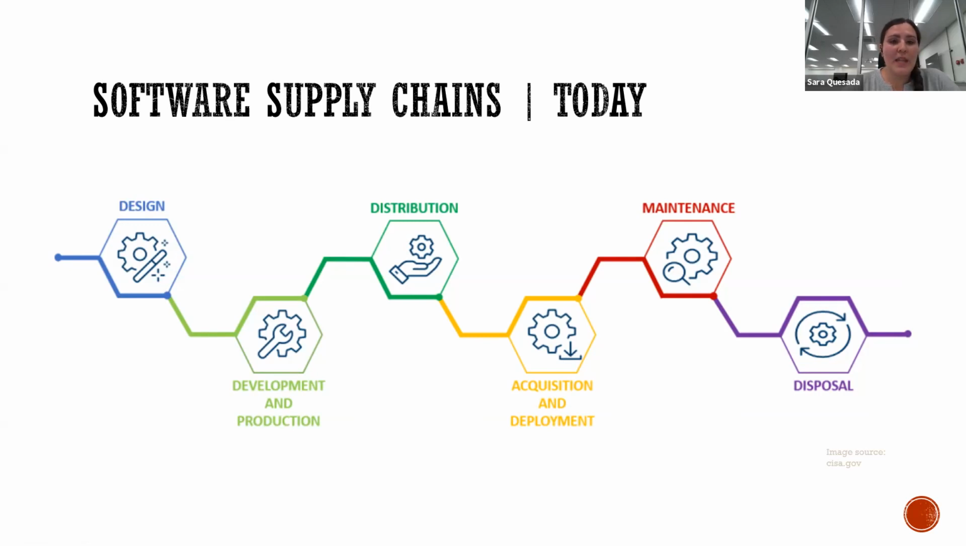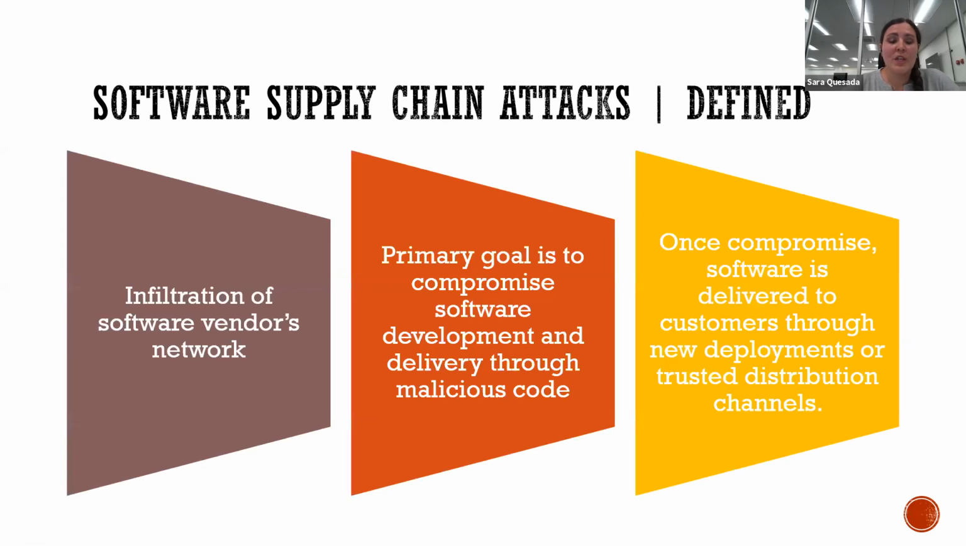So now that we know a little bit about supply chains, we'll transition over to talking about software supply chain attacks specifically. Next slide, please. So it's estimated that software supply chain attacks increased 650% year over year from 2015 to 2020 per Sonatype's 2021 State of the Software Supply Chain Report.